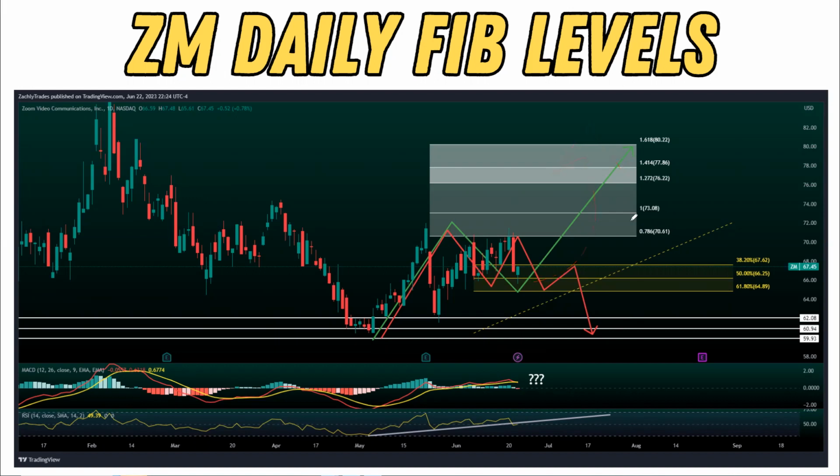Now, the first main level that we've really been tagging and haven't been able to flip from resistance to support, you can see we broke out past it here, and we wicked above it a few times on the daily, but we haven't been able to flip it to support. That's going to be 70.61. Then we have 73.08, 76.22, 77.86, and $80.22 as the key levels that I'm paying attention to.